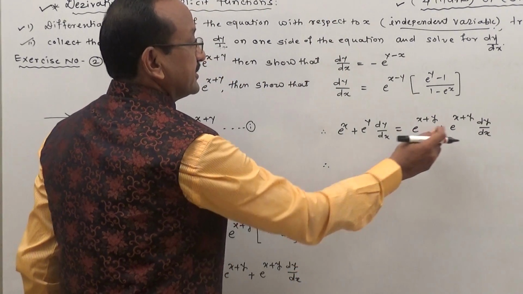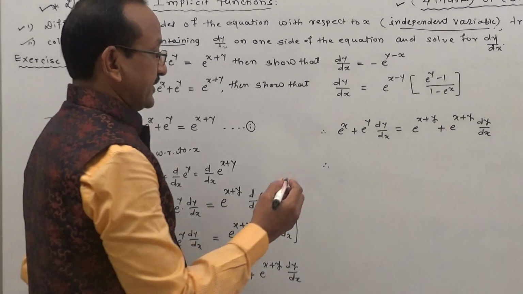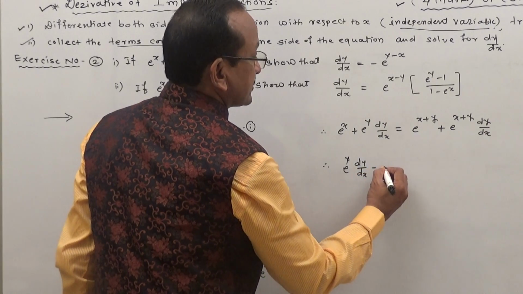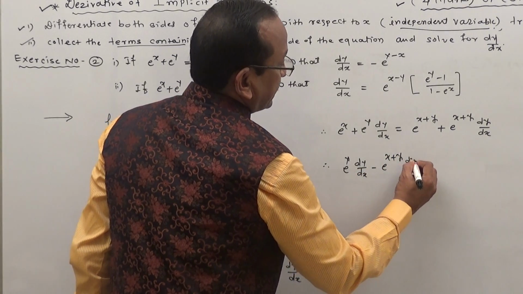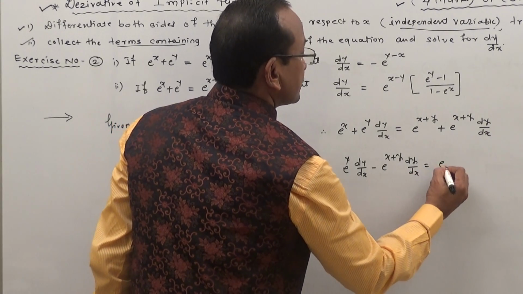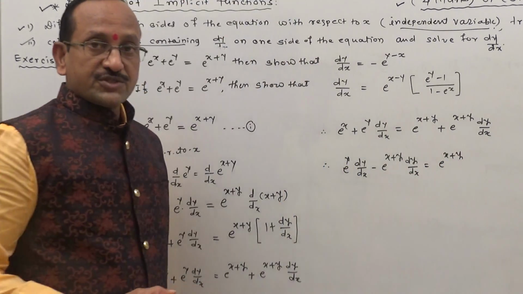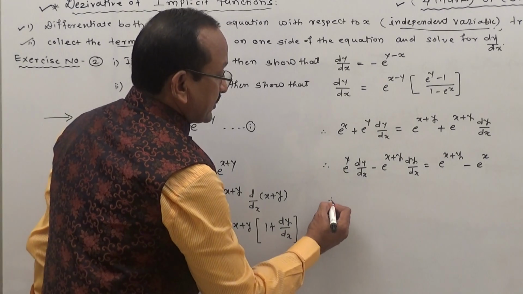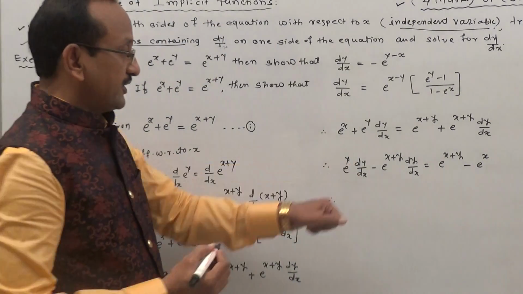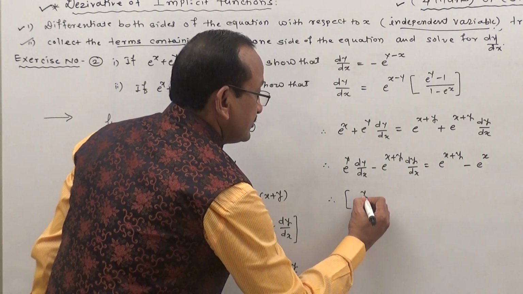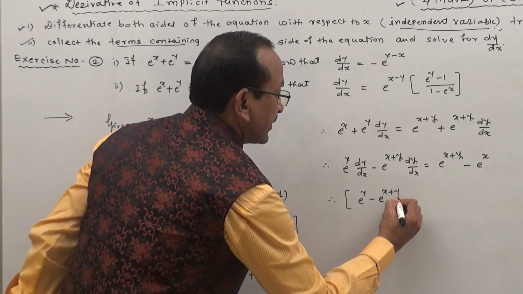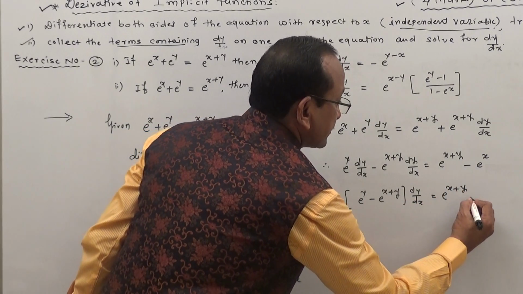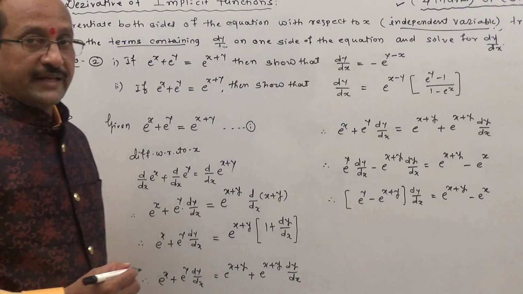And then by implicit, take all terms involving dy by dx on this side. So e raised to power y dy by dx minus e raised to power x plus y dy by dx is equal to e raised to power x plus y minus e raised to power x. Then what is common from this? Dy by dx is common. So e raised to y minus e raised to power x plus y, into dy by dx, is e raised to x plus y minus e raised to power x.